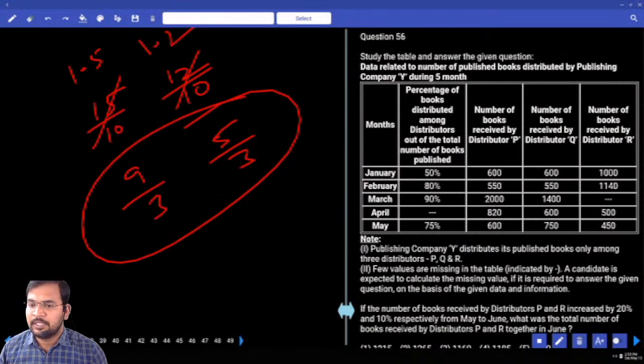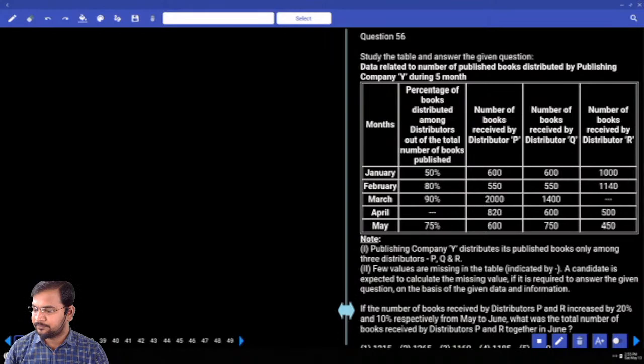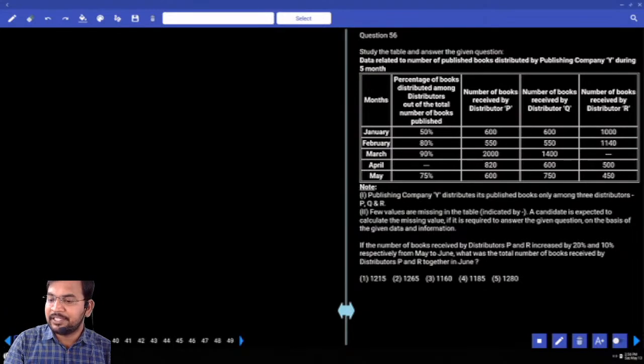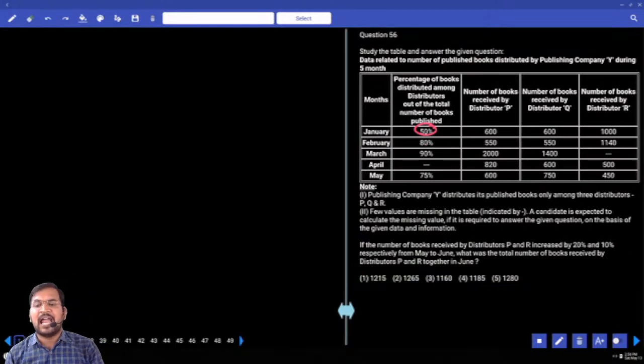So the data is related to the number of published books distributed by publishing company Y during the 5 months. The percentage of books distributed among distributors out of the total number of books published is 50%. Yes or no? Out of published, say for example if 100 books are published, distribution is 50 books. Out of that, 600 to 1000 books are distributed to PQR. All of you clear?